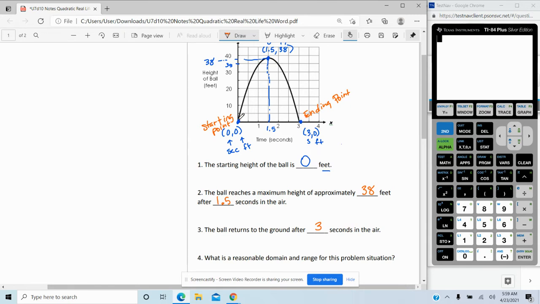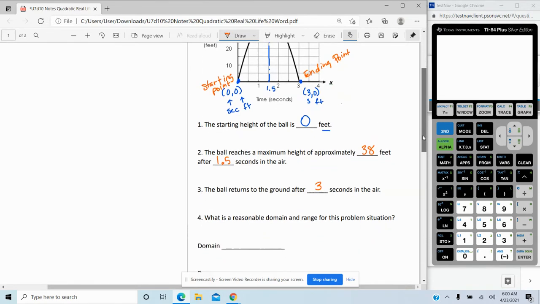And again, does it make sense to say that we are going negative 5 seconds? No, in this case, it does not make sense to say negative time, and it doesn't make sense to say negative height. So this is the starting point, and this is the ending point, and there is nothing after that.